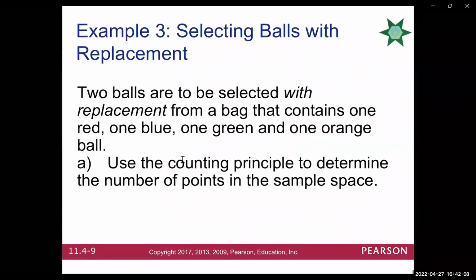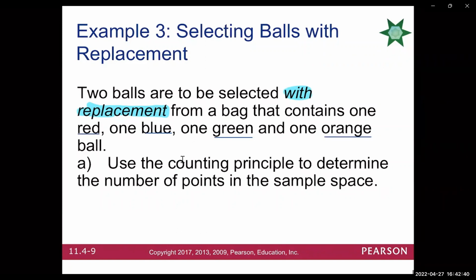All right, selecting balls with replacement. So the "with replacement" makes a difference in the problem. So let's highlight that just because it makes a difference. It says you have 2 balls that are to be selected from a bag that contains 1 red, 1 blue, 1 green, and 1 orange. So there are red, blue, green, and orange. Use the counting principle to determine the number of points in the sample space.